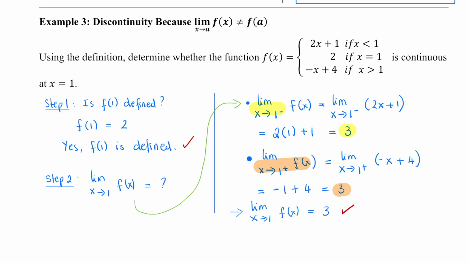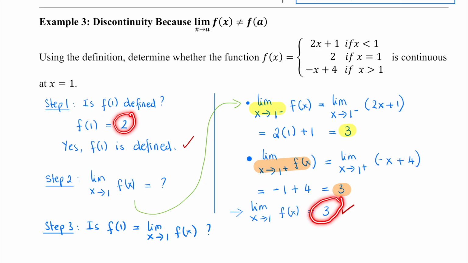Finally, step 3, we'll compare the function value with the limit. Is f of 1 equal to the limit of f of x as x approaches 1? f of 1 is 2, and the limit of f of x as x approaches 1 is 3. They are not equal. So the function is not continuous at x equals 1.